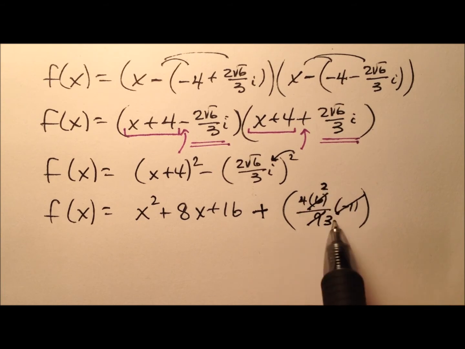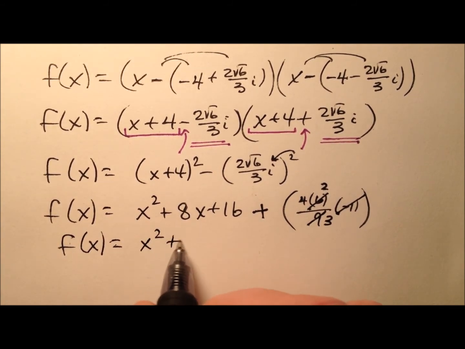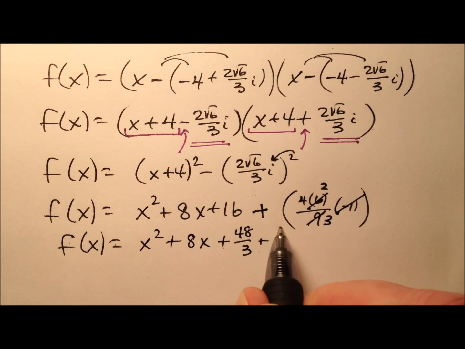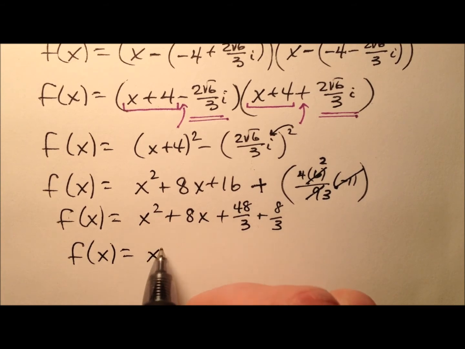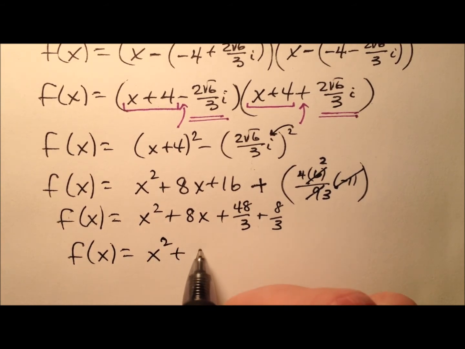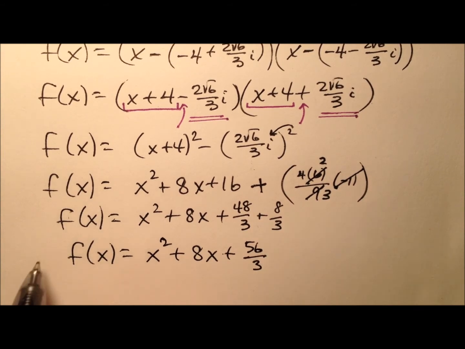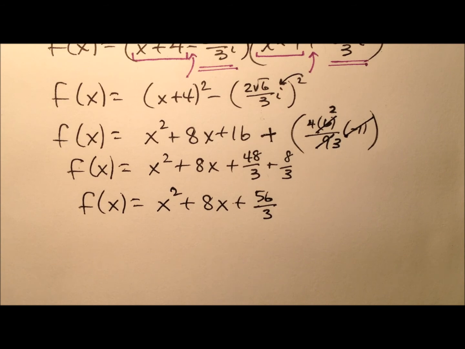So that'll become 8/3. So f of x equals x squared plus 8x plus, let's go ahead and get common denominators, 48/3 plus 8/3. So my final function, written in standard form, x squared plus 8x plus 56/3. And then of course, sometimes what we do is you can go ahead and change it.